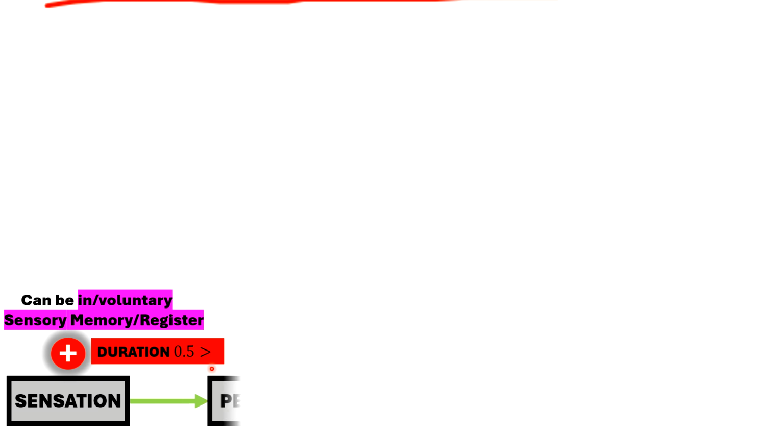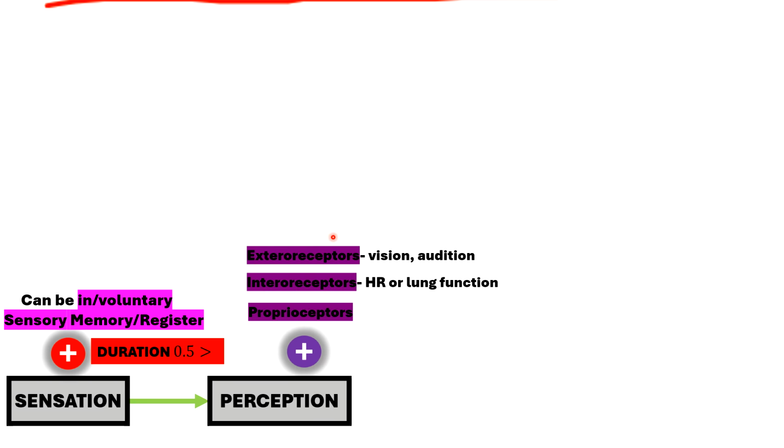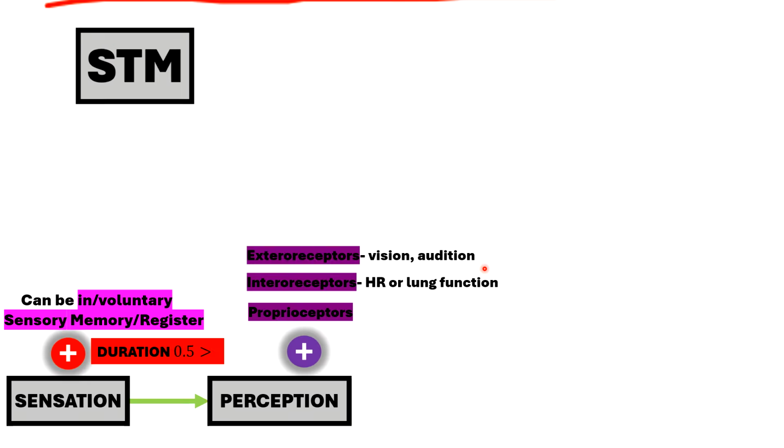Information processing model. Let's go. So everything starts with a sensation or a stimulus, whatever. This is registered into your sensory memory or sensory register, which can be voluntary or involuntary. Now it's going to have a duration of less than half a second. Next up, we have perception. This perception involves proprioceptors, interoceptors, such as HR or lung function. Remember, intero, inside. Exteroceptors, such as vision or audition.